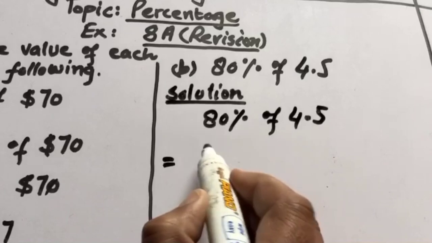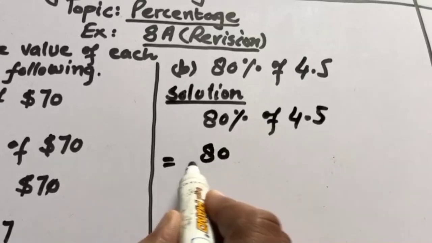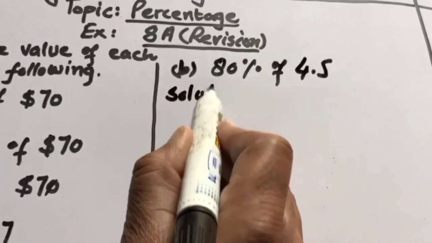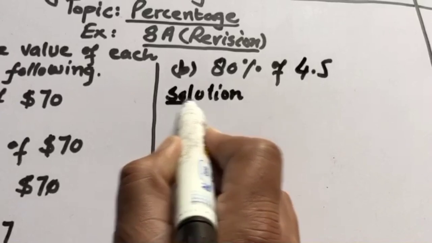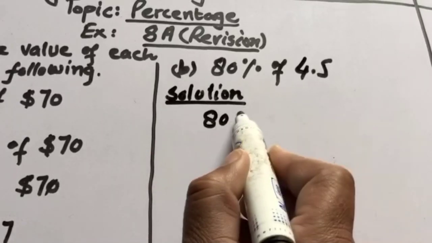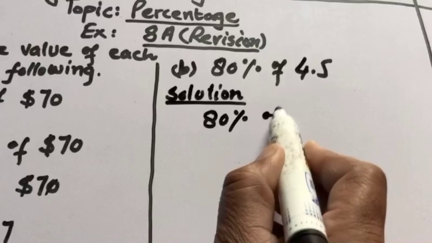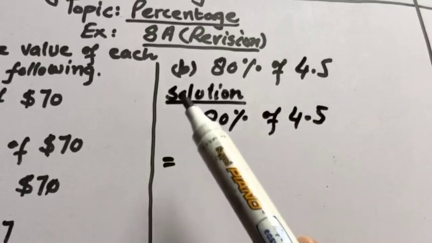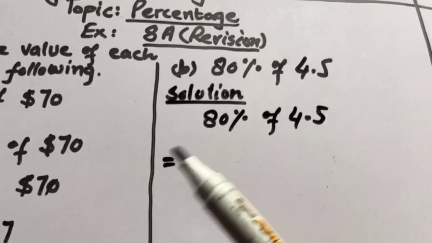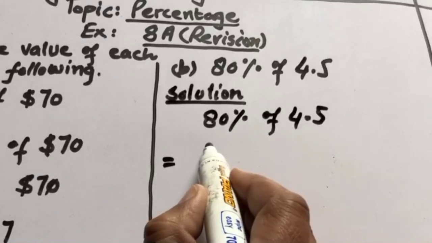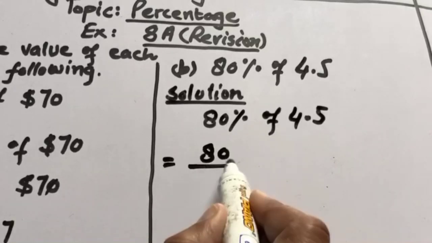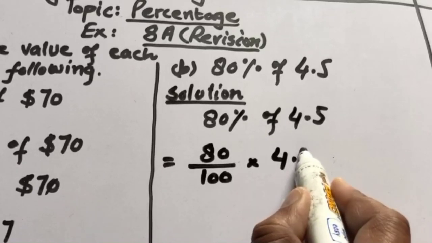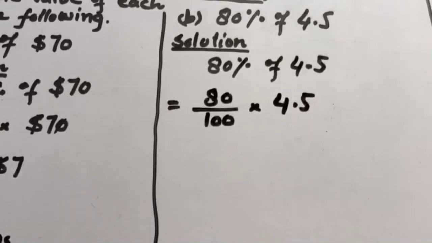So 80% can be written in fraction as 80 over 100, where percent means over 100, and of means multiply, 4.5. Now we will simplify.